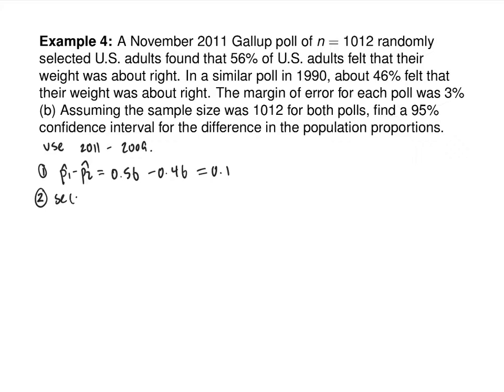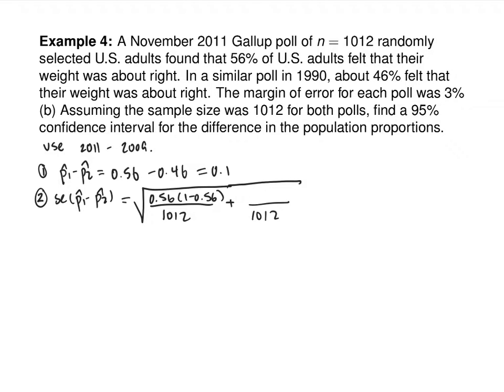Then find the standard error of p1 hat minus p2 hat. Okay, 0.56 times 1 minus 0.56 over 1,012, and we assume the sample size for the 1990 poll is also 1,012, plus 0.46 times 1 minus 0.46 over 1,012. That comes out to be approximately 0.022 or 2.2%.